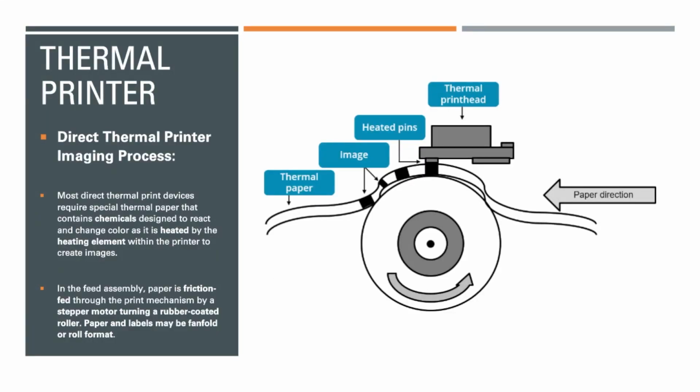Thermal printer. Direct thermal printer imaging process. Most direct thermal print devices require a special thermal paper that contains chemicals designed to react and change color when it is heated by the heating element within the printer to create images. In the feed assembly, paper is friction fed through the print mechanism by a stepper motor turning a rubber-coated roller. Rolls and labels may be fan-fold or roll format.